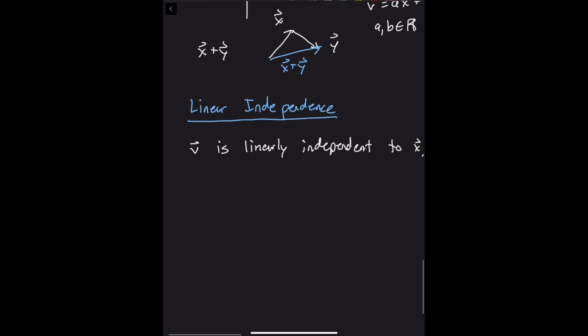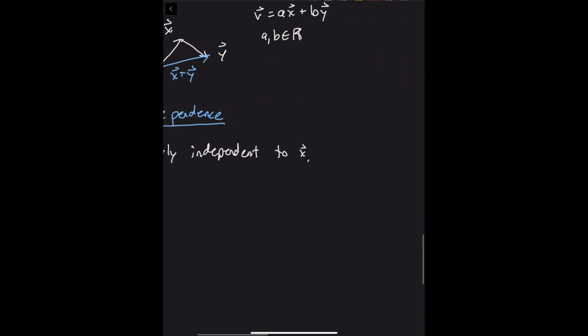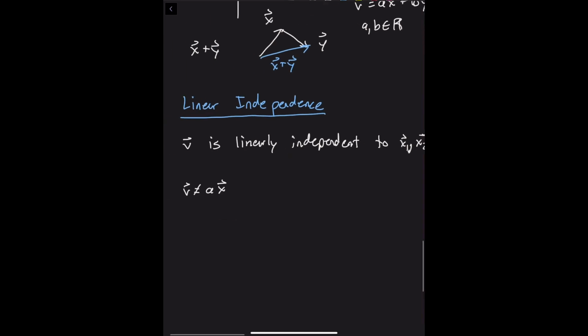So this means that v is not a scalar multiple of x. And if I added more vectors here, so it's linearly independent to 3 vectors, it can't be any combination of those 3 vectors.